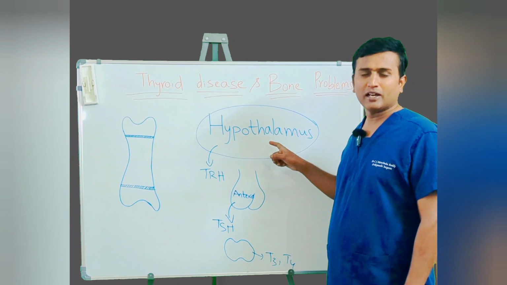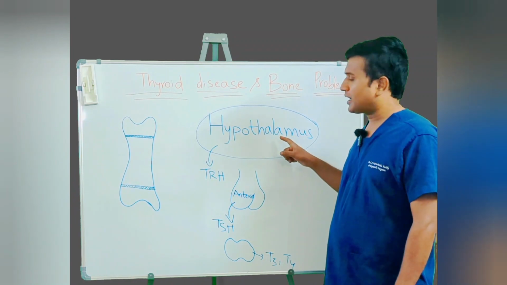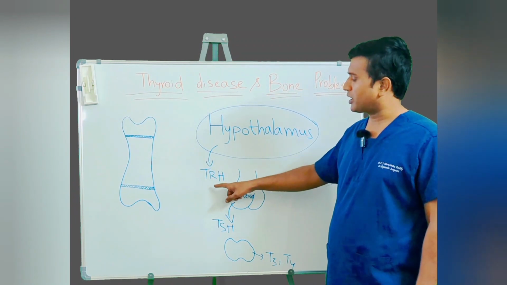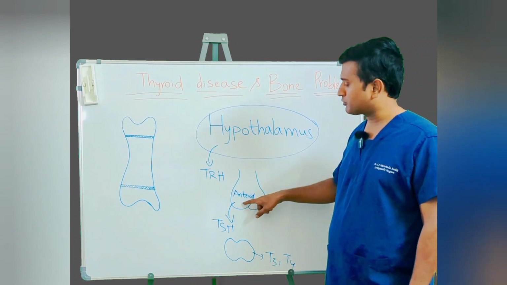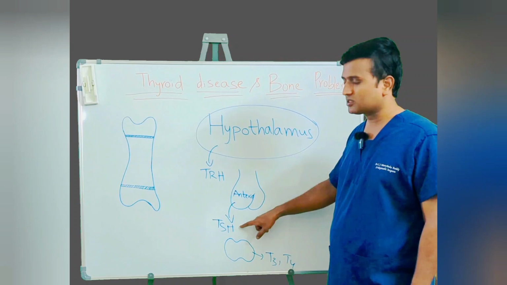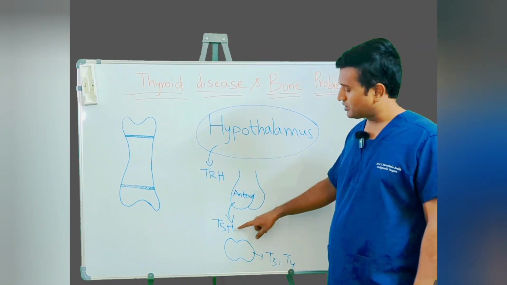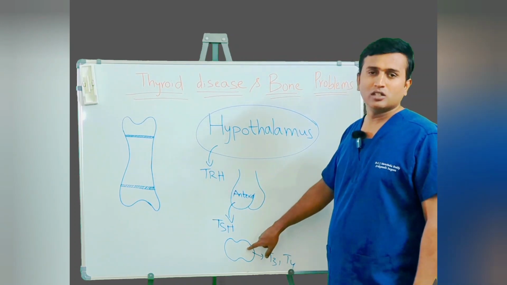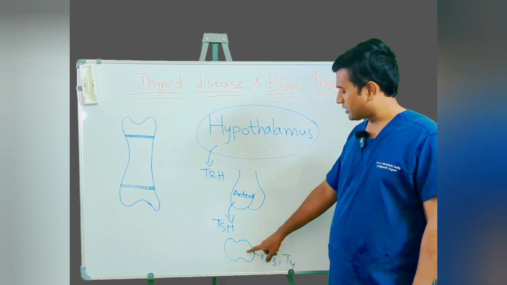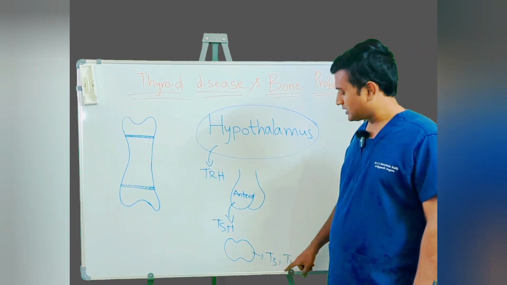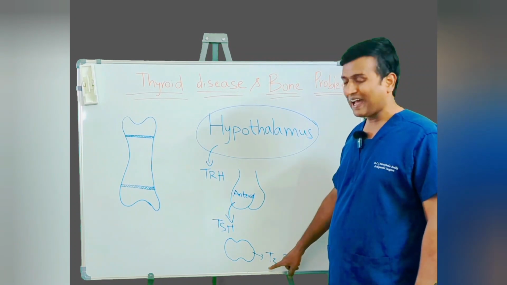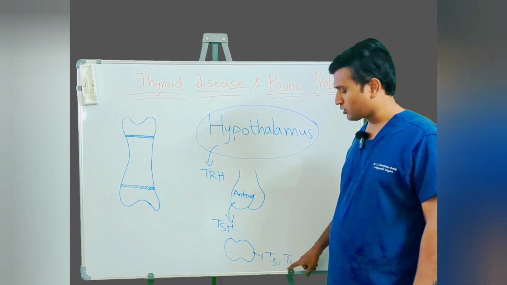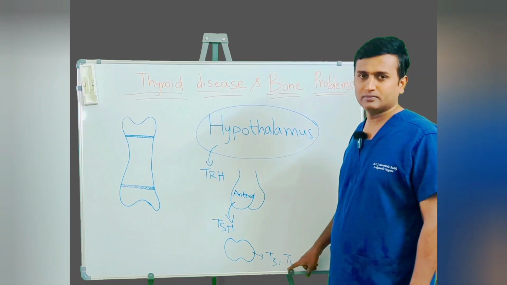our higher center, the hypothalamus. Hypothalamus secretes thyrotropin releasing hormone, which acts on the anterior part of the pituitary gland and secretes TSH, and TSH acts on the thyroid gland, and the thyroid produces T3 and T4, whereas T3 is the active form and T4 is higher in number.